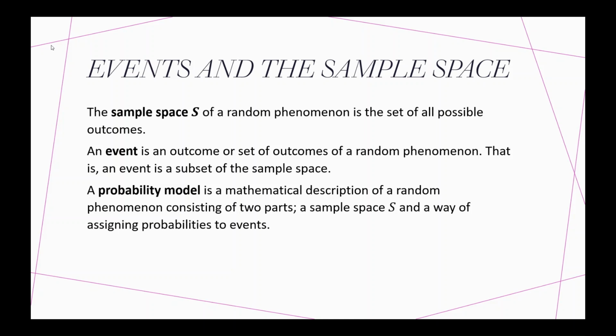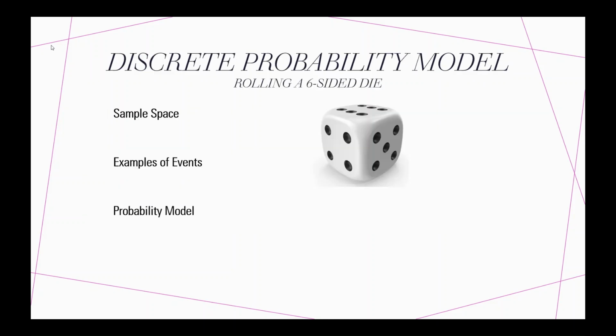And lastly, a probability model is a mathematical description of a random phenomenon consisting of two parts. We'll usually have a column that has all the possibilities from the sample space, and then a way of assigning probabilities to events. So below those possibilities or outcomes in the sample space, we'll have the probabilities that go with those. Specifically right now, I'm describing how this looks for a discrete probability model, and I'm doing that because we're going to do that first, in fact, on this next slide.